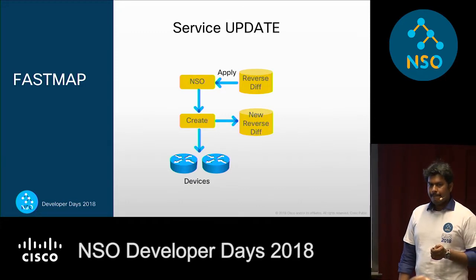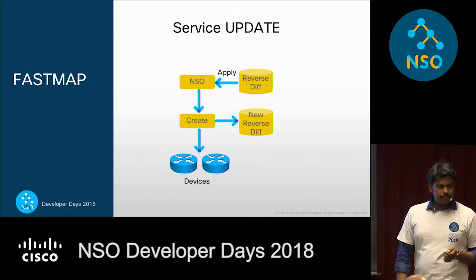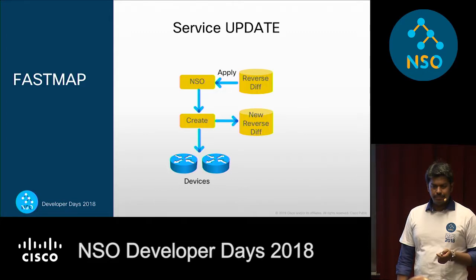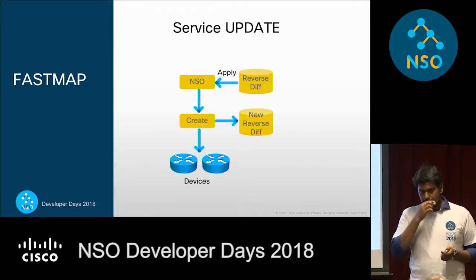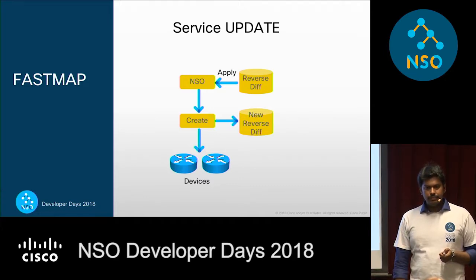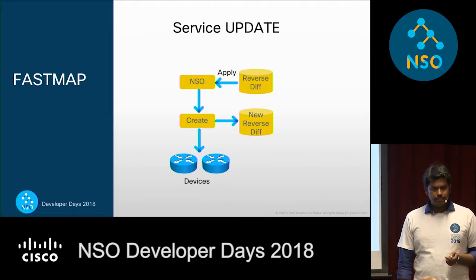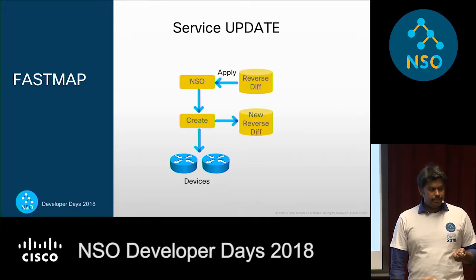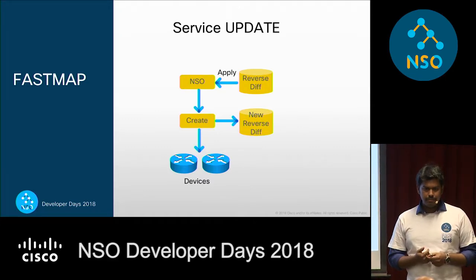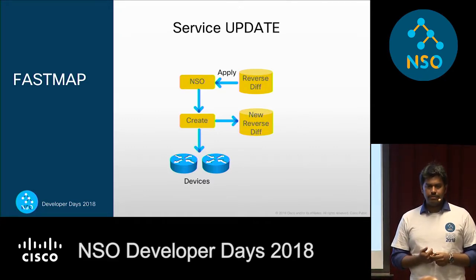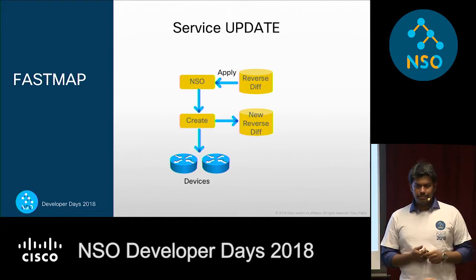Thank you. You mentioned that the first reverse diff is done only in memory from the NSO perspective. And then it cleans everything and creates a new service with all the new parameters. But what is actually sent to the devices? It's the minimal config necessary, just the additional configuration that is necessary. Okay, got it.